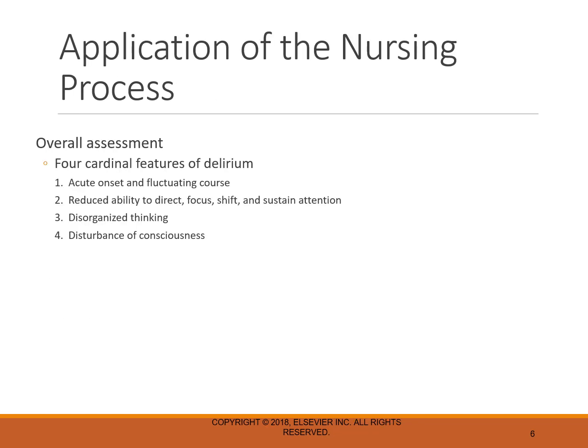Let's look into the application of the nursing process. First is assessment. So we have to look at 4 cardinal features of delirium. First, it has an acute onset and a fluctuating course. Secondly, it has a reduced ability to direct, focus, shift, and sustain attention. Third, the patient will have disorganized thinking. And fourth, there are definite disturbances of consciousness.